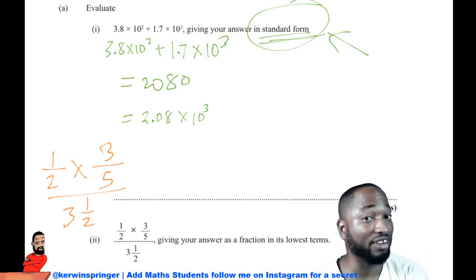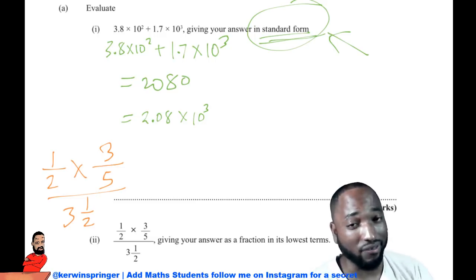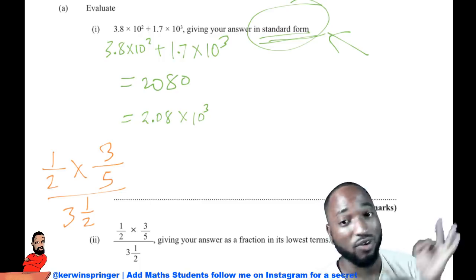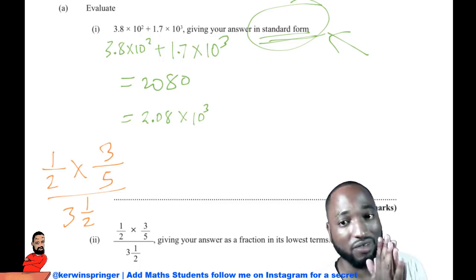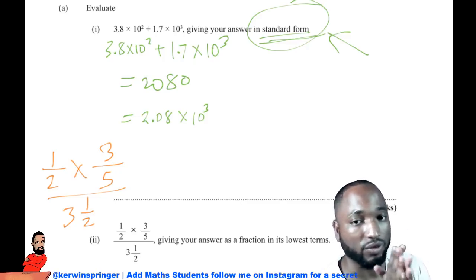Yeah, so don't forget that standard form. Remember, I told you in the first question, when the exam comes on the 15th of May, they would either ask if it's an exact form, standard form, decimal places, significant figures. You need to be ready to know which one to use and how to use every one.